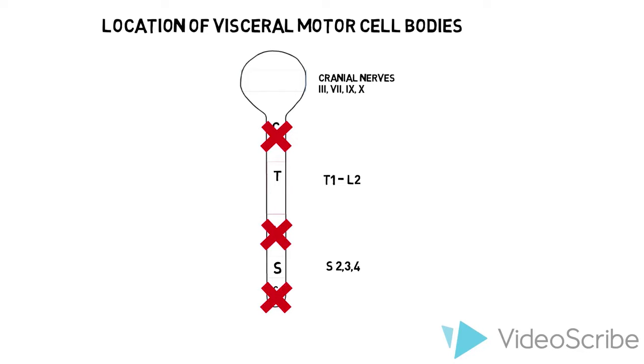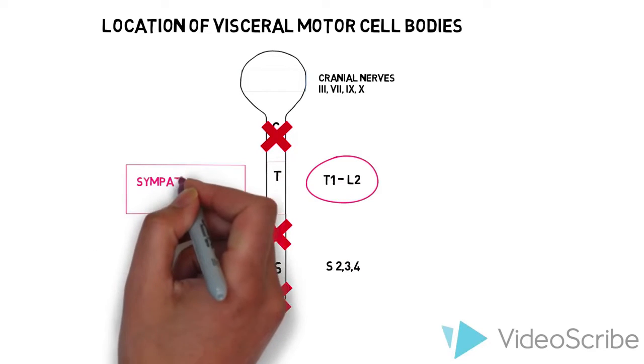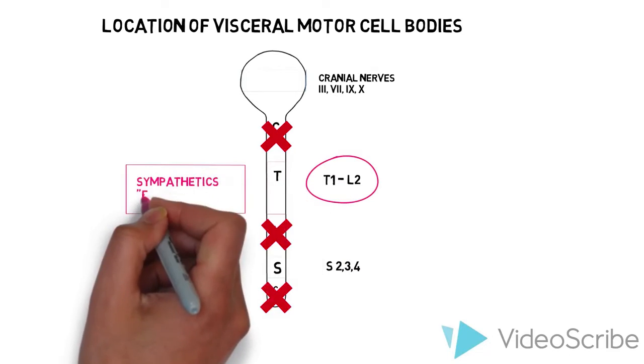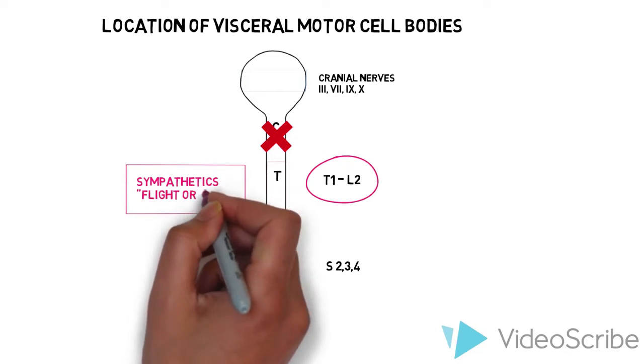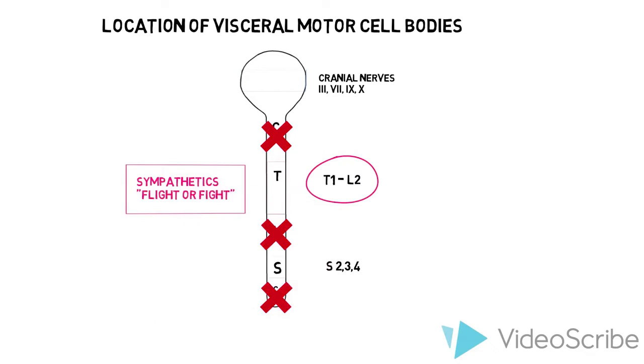Those visceral motor nerves from T1 to L2 are defined as sympathetic. These nerves tend to be associated with the body dealing with stress or activity. This also means that wherever in the body you have sympathetic innervation, the nerves have to come from T1 to L2.